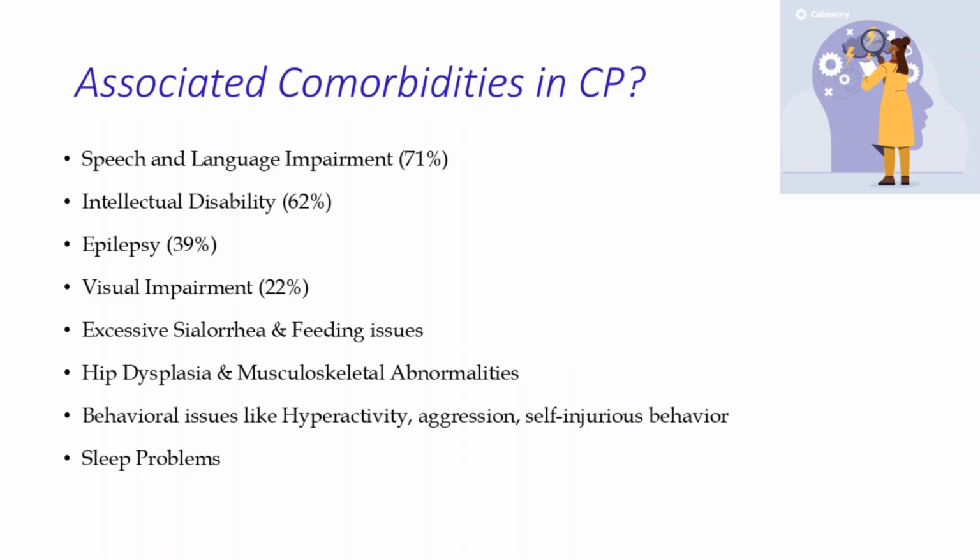And they can also have excessive sialorrhea, meaning excessive salivation, because they can have feeding and swallowing issues. That would be one of the most common complaints which we see in children with cerebral palsy. These are the associated non-motor symptoms of cerebral palsy.